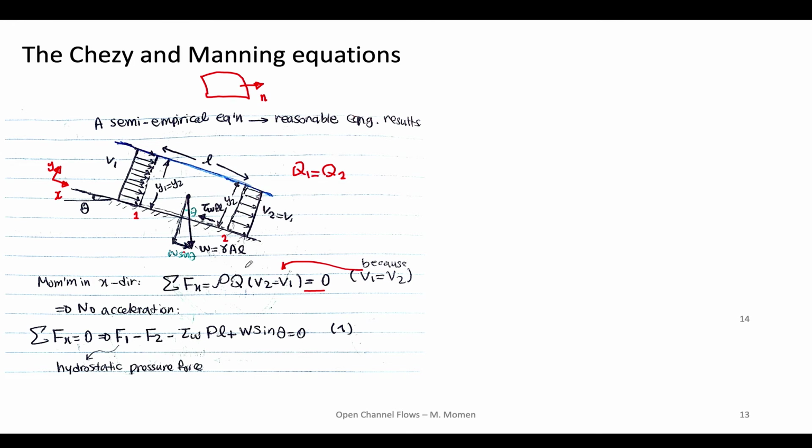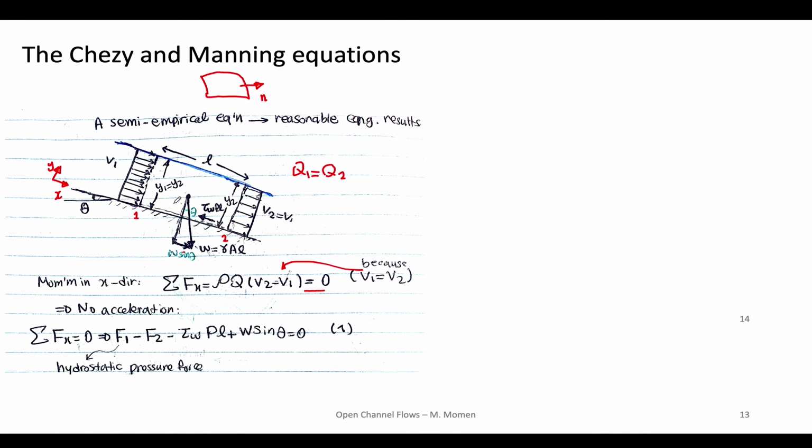So rho q times v2 is going to have a positive number because it's going outward, and rho q v1 is going to have a negative sign because v1 is entering your control volume. Okay. So this tells us that because v2 equals v1, the sum of the forces should be 0, and therefore we have no acceleration.